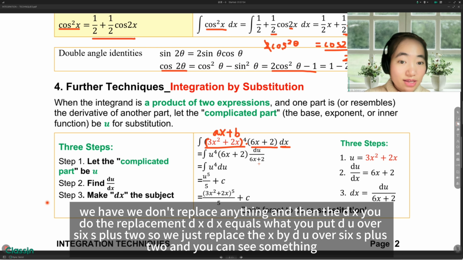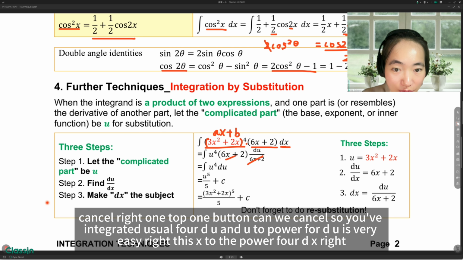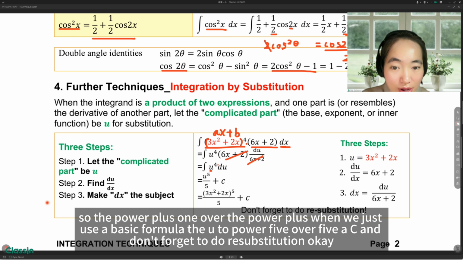And you can see something can be cancelled. This 6x plus 2 and 6x plus 2 can be cancelled, right? So it will be the integral of u to the power 4 du. And u to the power 4 du is very easy, just like x to the power 4 dx. So the power plus 1 over the power plus 1, you just use the basic formula. So u to the power 5 over 5 plus c.